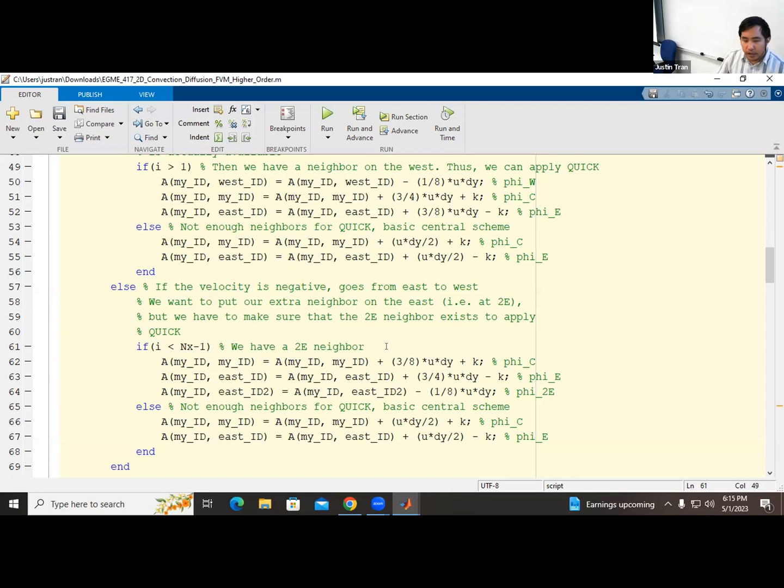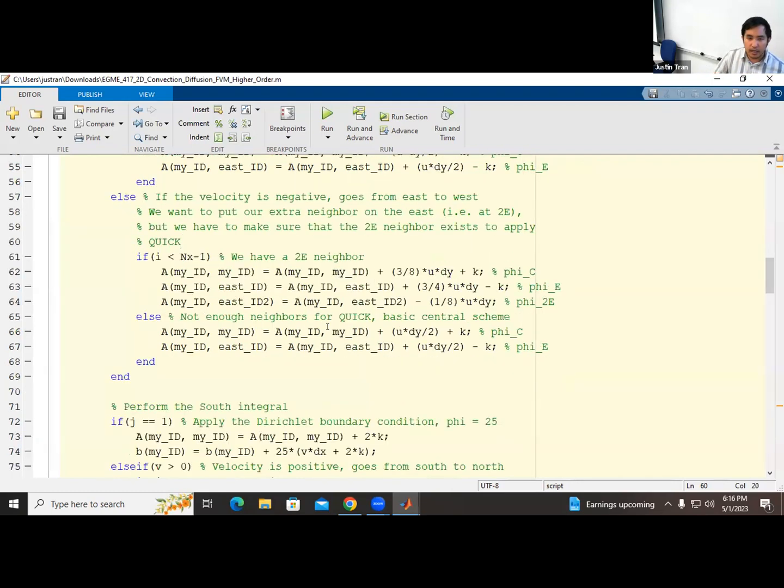In that case, we can apply our QUICK scheme, and so we have a 3/8 on phi sub c, a 3/4 on phi sub e, minus 1/8 on phi sub 2e. All those are multiplied by u times dy, and then we have our diffusion coefficient as well, which is plus k and minus k on phi sub c and phi sub e. Again, if we don't have enough neighbors for QUICK, then we just revert back to our basic scheme. So that's u dy divided by 2 plus k, and then u times dy divided by 2 minus k for phi sub c and phi sub e.